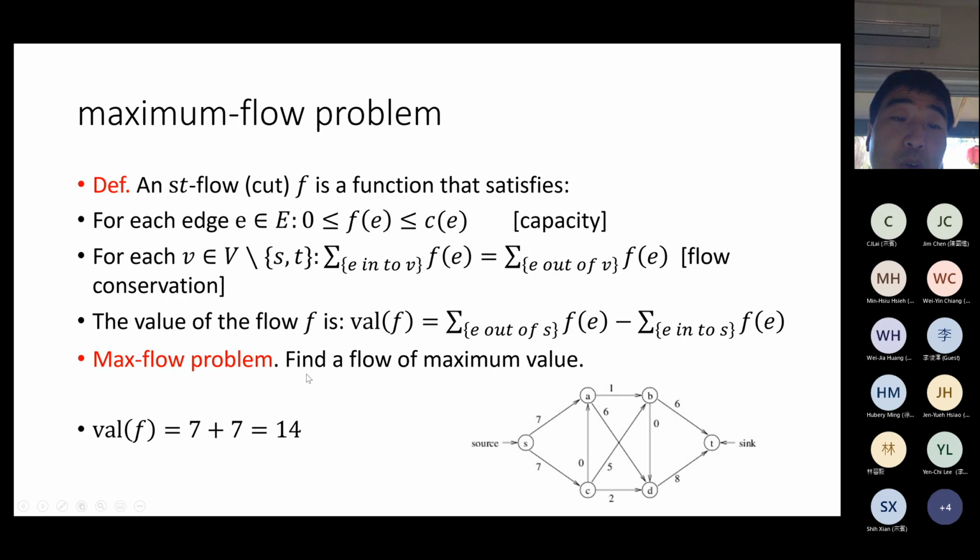And the max flow problem is to find a flow of maximum value. And you can verify that for this, this should be 1, sorry. And the value of the max flow of this network is actually 14. So it's 7, 7, 14.